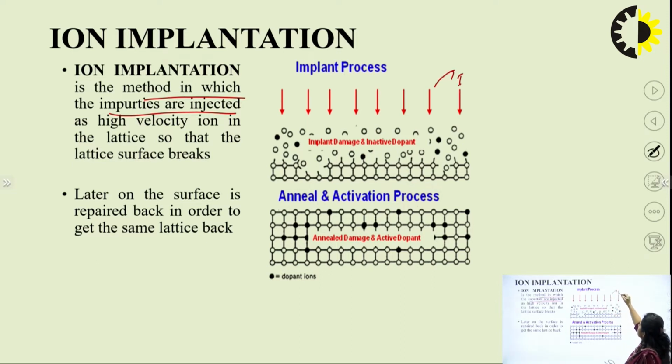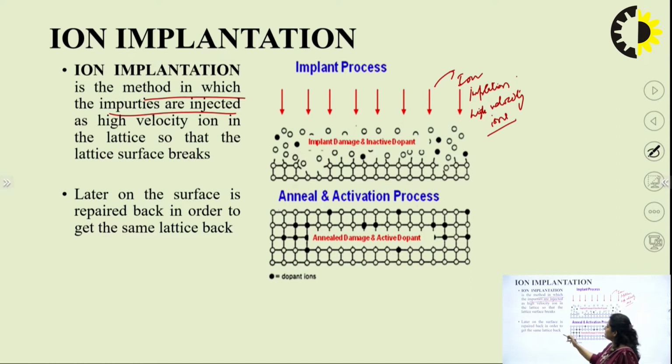So this is ion implantation, high speed, high velocity. Ions are injected here. High velocity ions are injected from the top to the surface of the particular dopant, and there will be a change in the arrangement of the atoms in the lattice. Later on the surface is repaired in order to get the same lattice back. So there will be some changes in the lattice, and we have to see what the changes are and how to recover that lattice after ion implantation. So this is an implant process.